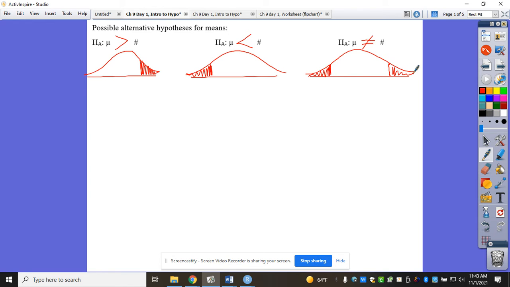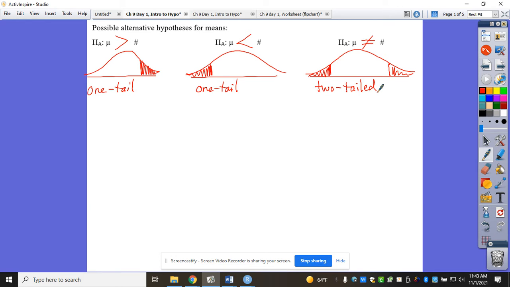So how many tails are shaded here? 1. How many tails are shaded here? 1. And how many tails are shaded here? So if we talk about a two-tailed versus one-tailed, that's what we mean.